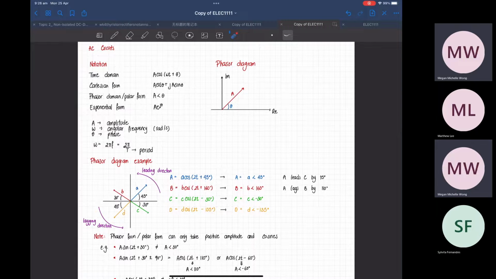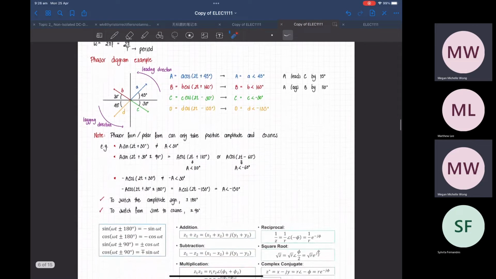So basically for the AC circuits, we have different forms to write it down. So this is the time domain, the Cartesian form, the phasor domain, and the exponential form. We use mostly the phasor domain to solve the circuits. And for the phasor diagram, in case they ask you to draw it in the final, the document I'll send at the end of the whole course, so don't worry about it. I'll send one that is clear with all the solutions, and probably one with the scraps that I write.